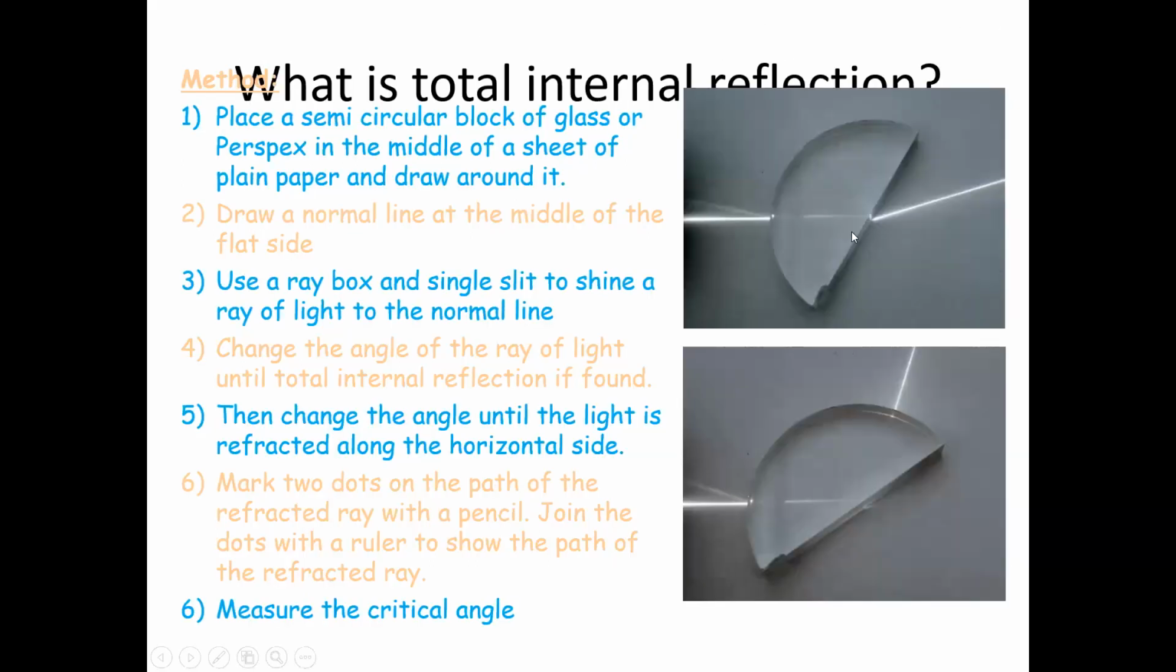So here you can see the concept of total internal reflection. This is a beam of light passing through a semicircular glass. Here, it is passing along the normal, because the normal is always perpendicular to the surface. The black line is representing a normal here. So when we draw the normal, it is always 90 degrees to the surface.